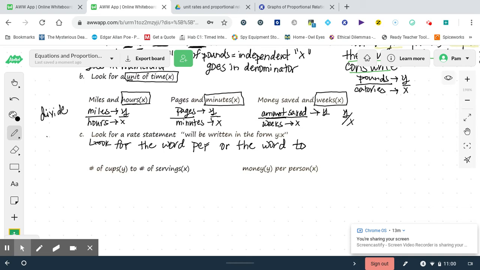Okay. So if you see the word per or the word to, it should help you to set it up in the form Y to X or Y over X. Whatever the word is before the word per, that's like your Y. Whatever they're talking about before per, it's like your Y. Whatever it's talking about after per, it's like your X. Same thing for to. So let me show you what I'm talking about.